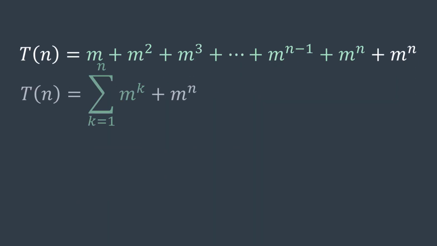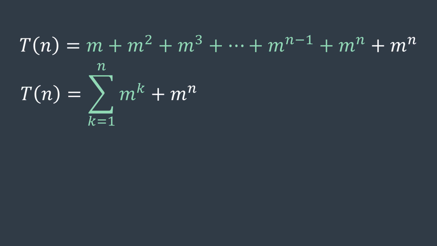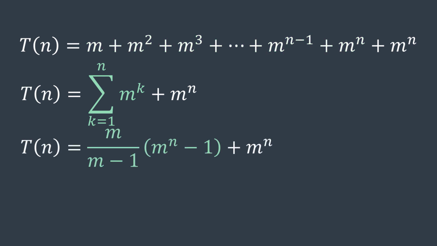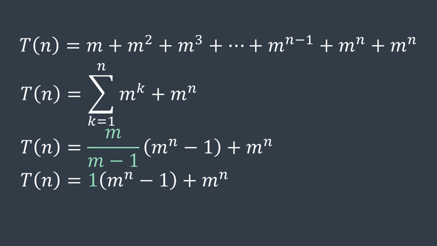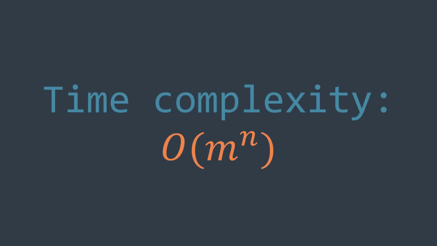We have the sum of m power k where k goes from 1 to n, it's equal to m divided by m minus 1 times m power n minus 1. M divided by m minus 1 is close to 1 for large values of m, so we can just put 1. We got m power n minus 1. T of n is equal to m power n plus m power n minus 1, which is 2 times m power n minus 1. We take the greatest term, we remove the constant, and we get a time complexity of O of m power n. We can say that the ways to climb recursive solution is in O of m power n.